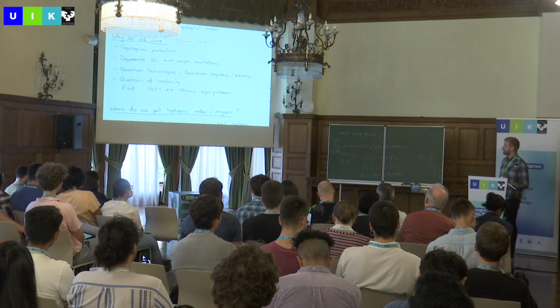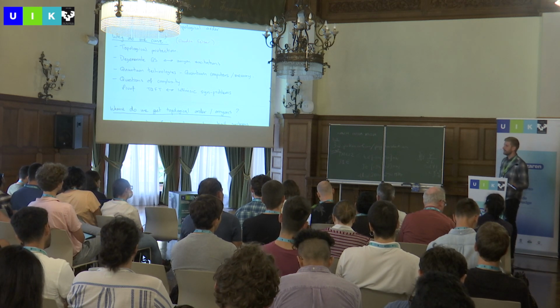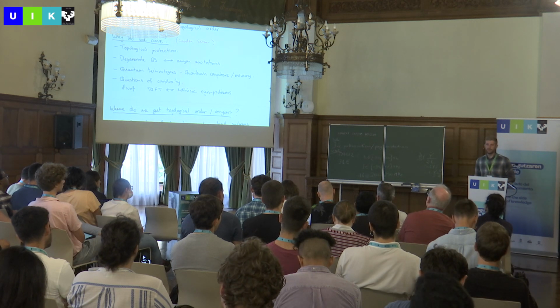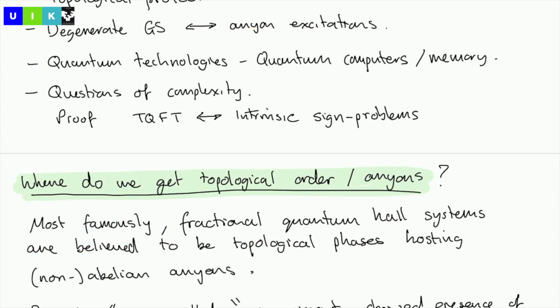One concrete example is something that we proved recently: if you have certain intrinsically topological systems, then this topology is related to what's called an intrinsic sign problem. Basically, this topology actually poses a fundamental obstacle to classically simulating that system. Okay? So then there are, again, some more fundamental questions that come up about computational complexity.